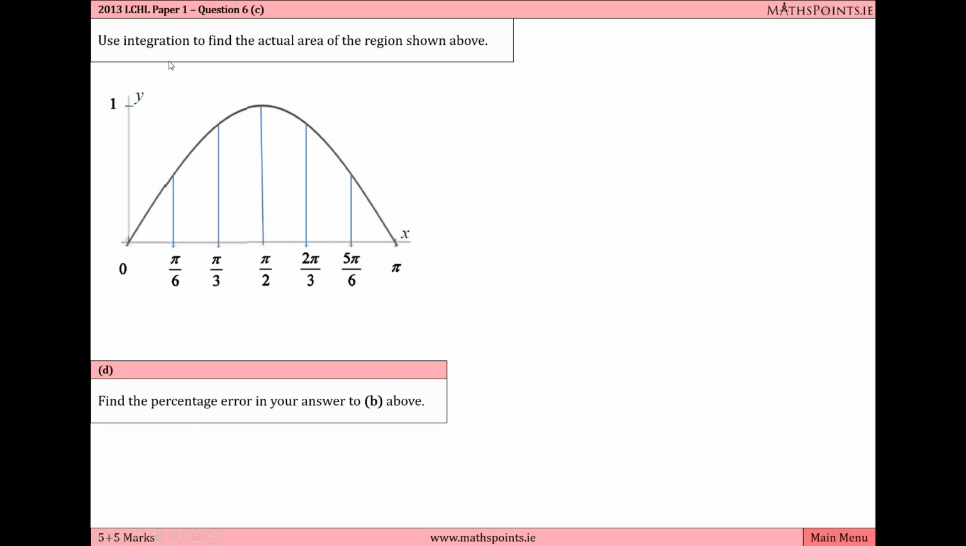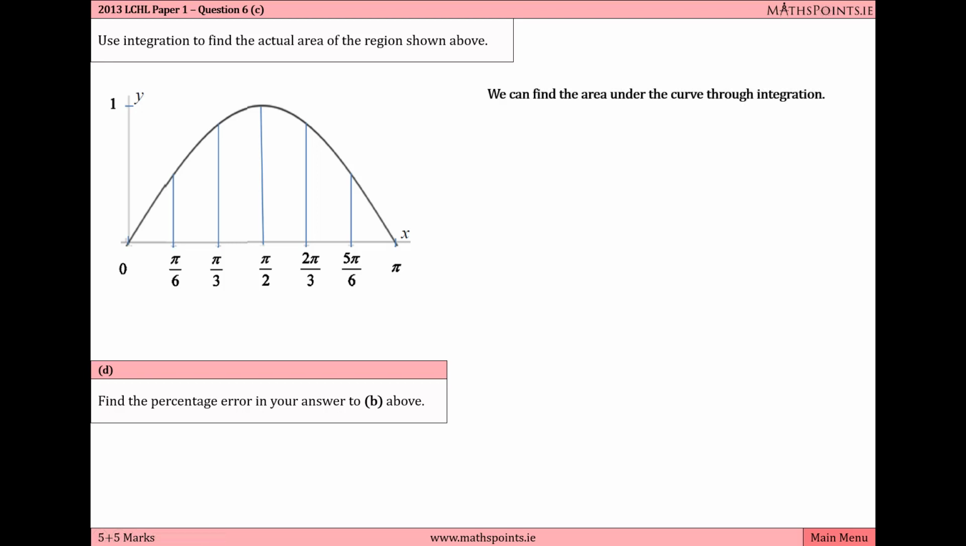Part C asks us to use integration to find the actual area of the region shown. In the previous part, we used the trapezoidal rule to estimate the area, but the trapezoidal rule is only ever an estimation. The trapezoidal rule has split this shape into 6 trapezoids, but it's possible that it's slightly overestimated or underestimated the area between the curve and the x-axis.